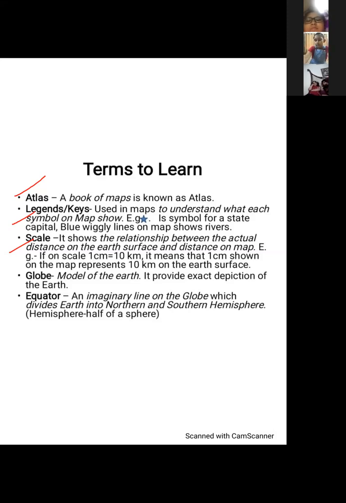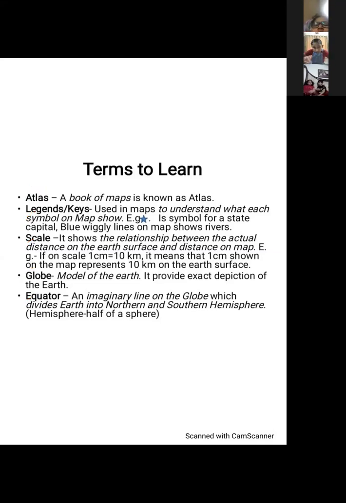Next, children, globe. You are all very familiar with the word globe, and I'm sure most of you can define that it is a 3D model of the earth and shows us all the 7 continents and 5 oceans of our planet earth. Lastly, children, is the equator, which is that latitude we talked about, which is 0 degrees and divides the earth into 2 hemispheres, the northern hemisphere and the southern hemisphere.